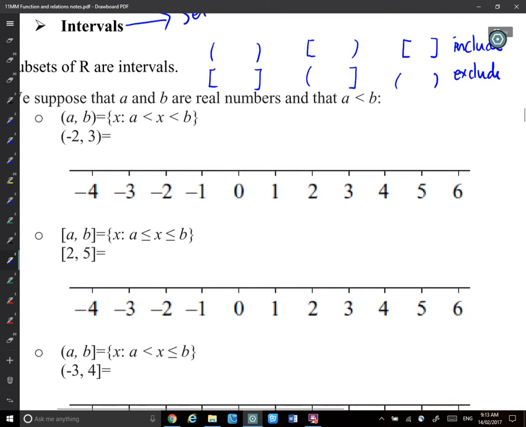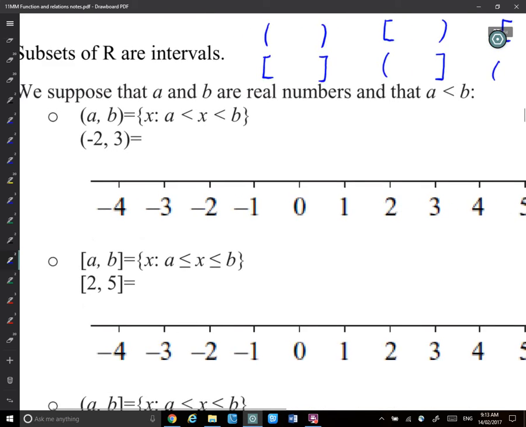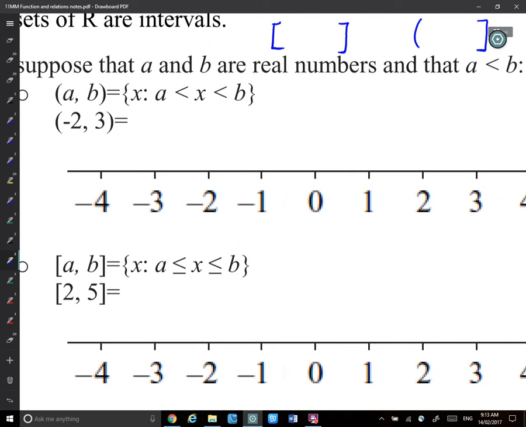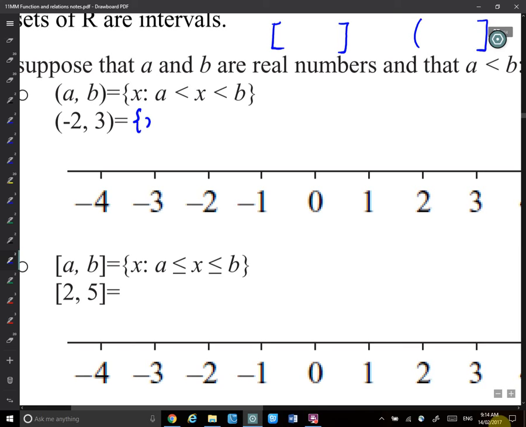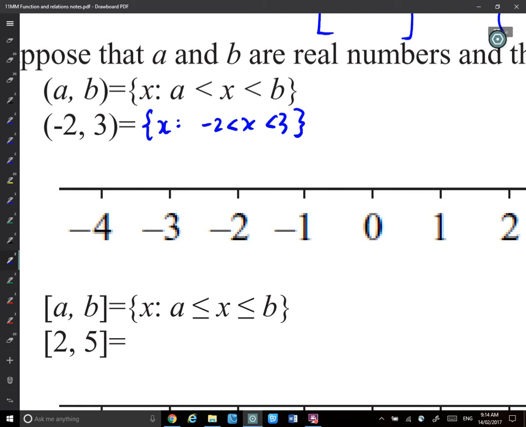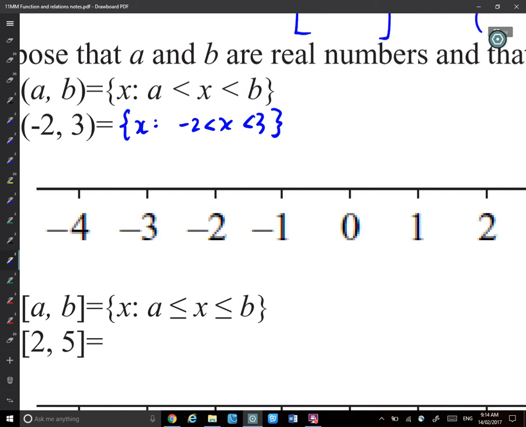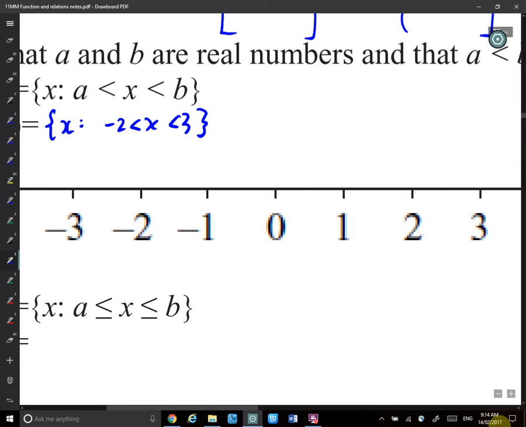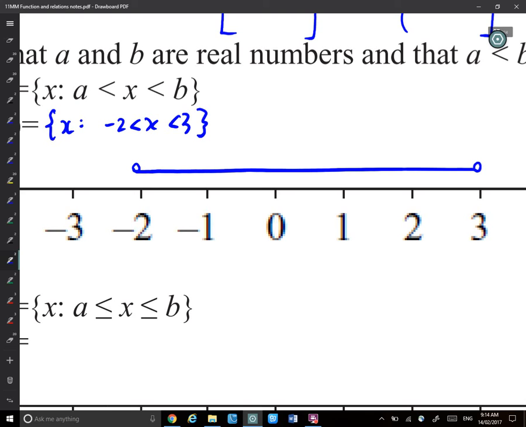So let's have a look. We have round bracket, negative 2 to 3. Basically, I want a collection of x such that x is in between negative 2 and 3, not including negative 2 and not including 3, because it's a round bracket. I will draw this on the number line: because it's a round bracket, it does not include those two endpoints. So I have this line, no negative 2 and no 3.